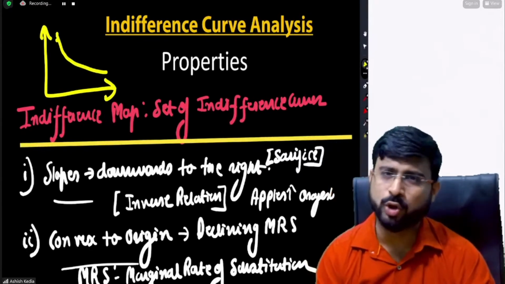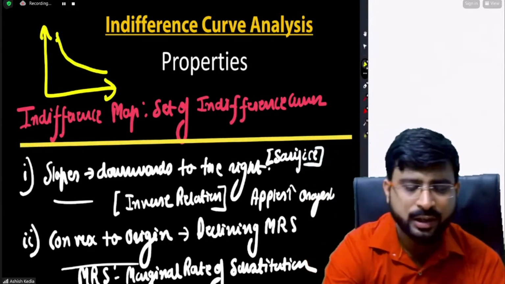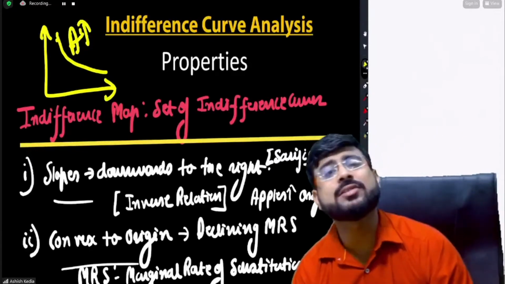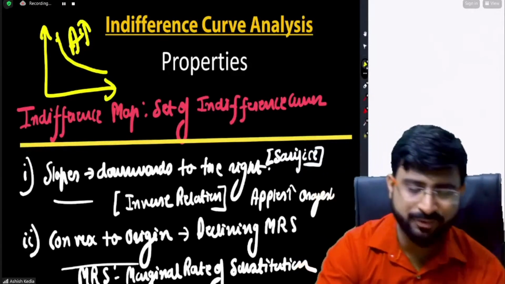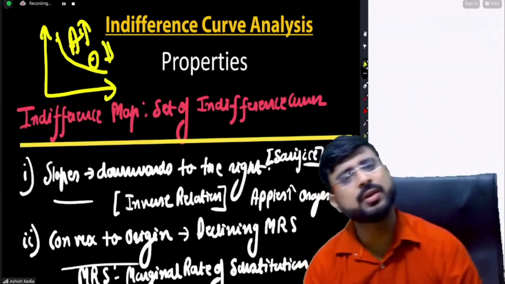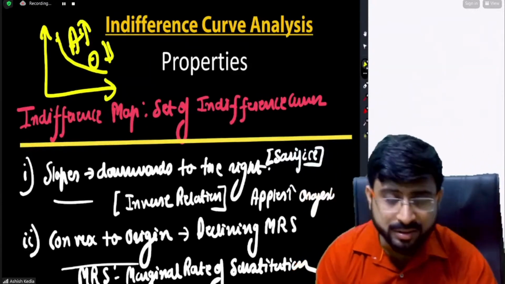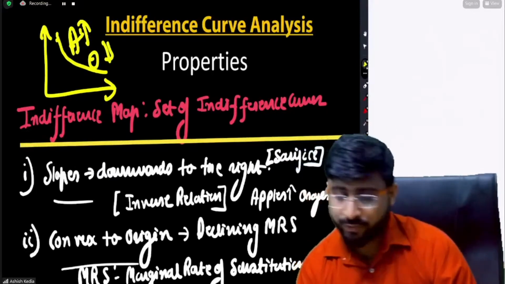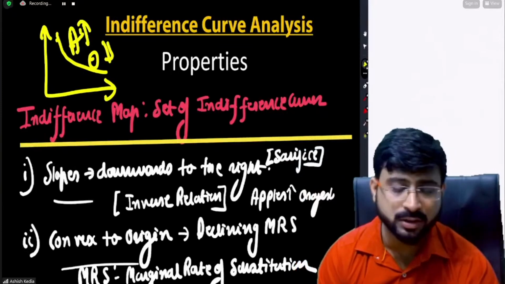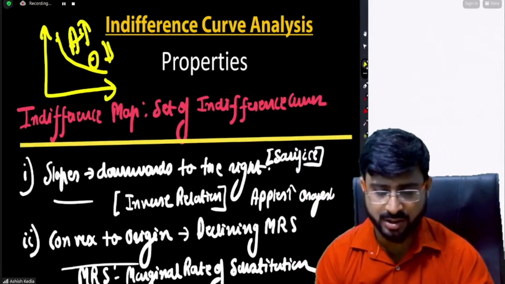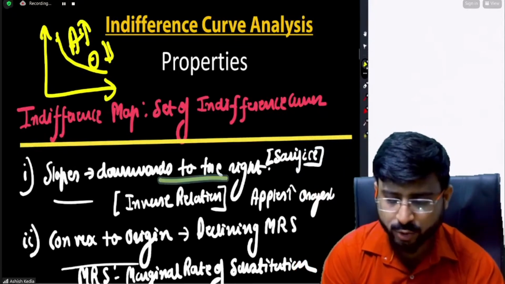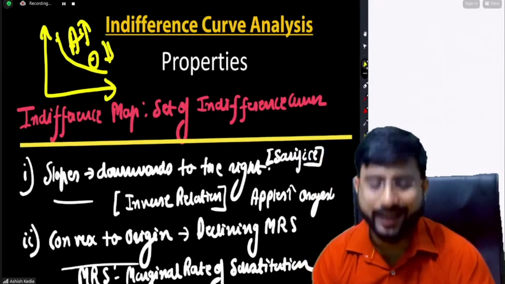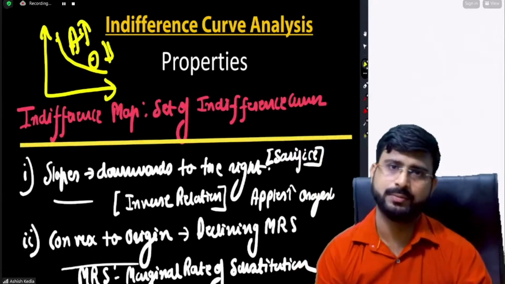Sir, indifference curve is downward sloping. Why, sir? Obviously, if you want to increase the consumption of apples, you will have to reduce the consumption of oranges. Hence, it is downward to the right. Basically, hence it is downward sloping, everybody.